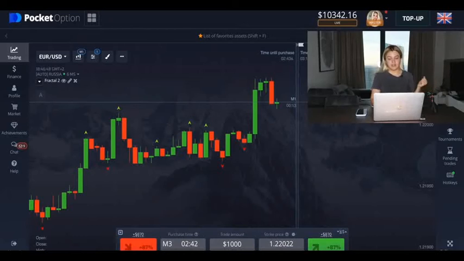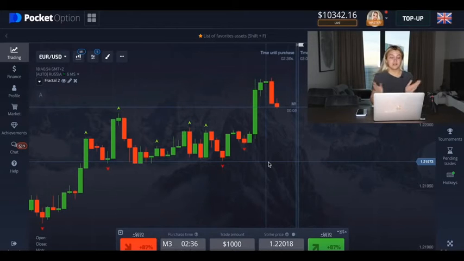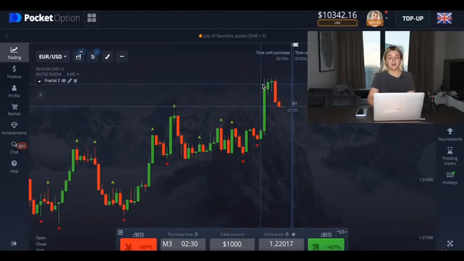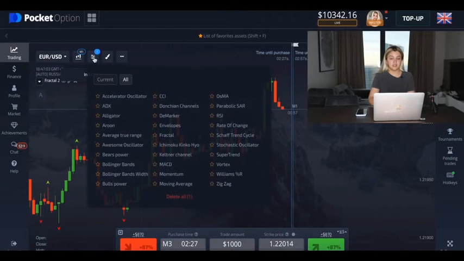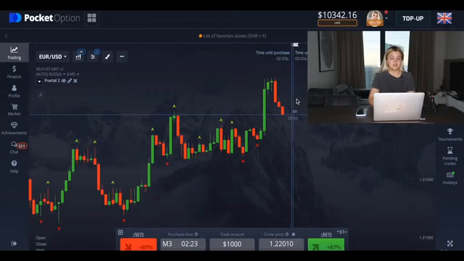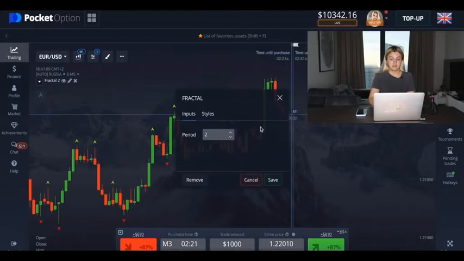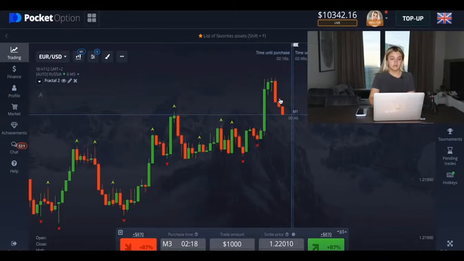As usual, I'm gonna trade on Pocket Option website, and I'm gonna use the fractal strategy. First of all, how can we find it? We click on indicators, and here we choose fractal. The settings are default, so you can see it's period 2 only, and that's it.